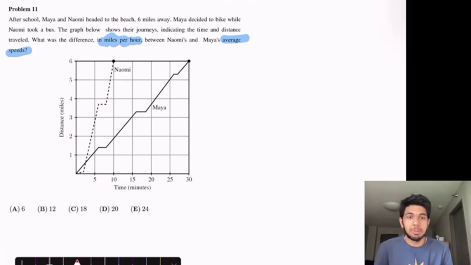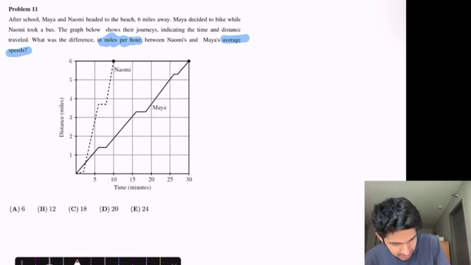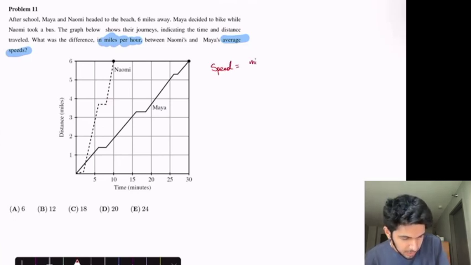And again, we're seeing the word per, and there's a helpful hint that we're probably going to have to divide two quantities. The thing that comes before the per is in the numerator, the thing that comes after the per is in the denominator. So we expect speed to be some sort of fraction of miles divided by hours.